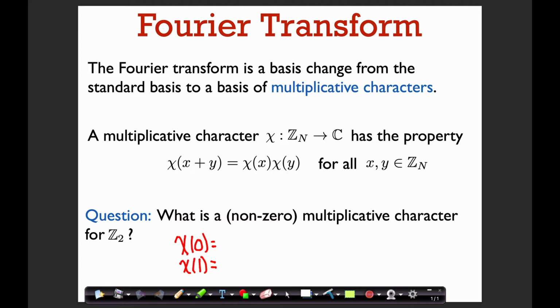The first thing to notice is, of course, we could just plug in 0 here. This is a very boring solution, and that's why we always exclude this case, so we talk about non-zero multiplicative characters. So what else did you come up with? Maybe you also saw this solution: we could make both of these 1.